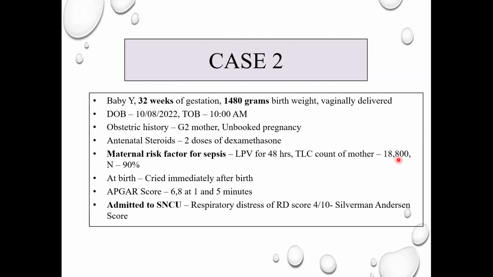The TLC count of the mother is 18,800. Right? Remember, in the definition of clinical chorioamnionitis, we discussed that maternal fever is mandatory, plus any two of the 5 criteria should be satisfied: maternal tachycardia, fetal tachycardia, foul smelling liquor, uterine tenderness, and TLC more than 15,000. So this mother has a TLC of 18,000, right? At birth, the baby cried immediately. Apgar score is 6 and 8 at 1 and 5 minutes. The baby was shifted to NICU because the baby is very low birth weight and has respiratory distress, right?